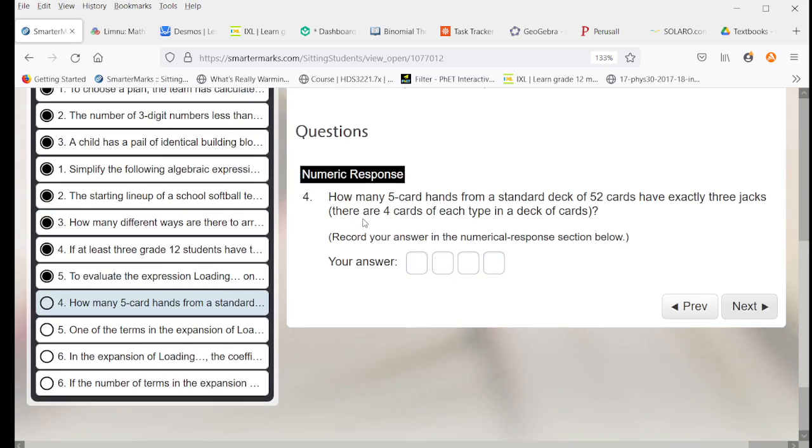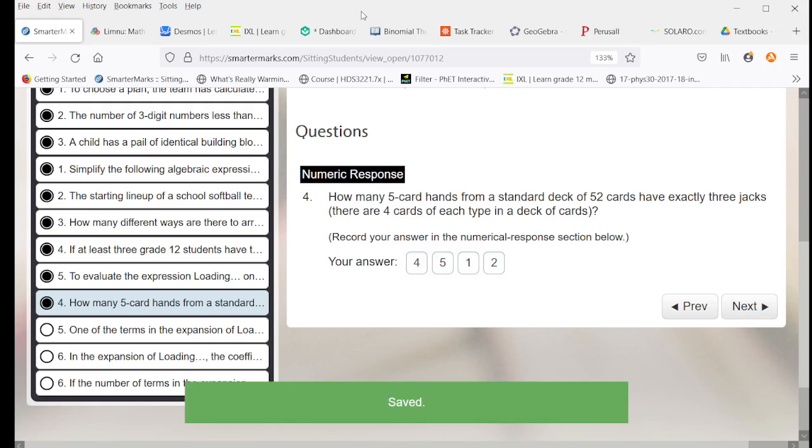Now, how many 5-card hands from a standard deck of 52 cards have exactly 3 jacks? So we have exactly 3 jacks. We start with 4C3. So we're picking just the 3 jacks. So there's 4 ways to pick 3 jacks. If it's exactly 3, then that means the other 2 cards in the hand come from the remaining 48 cards in the deck. 48C2 is 1,128. We multiply that by the 4 ways to pick 3 jacks, and we get 4,512.